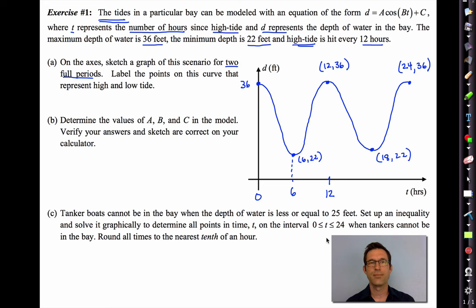Now, letter B says, determine the values of A, B, and C in the model. Verify your answers and sketch are correct on your calculator. Okay, we'll do that eventually. But first, let's figure out the values of A, B, and C. You can do these in almost any order you want. But why don't you pause the video now and see if you can figure out any of those values.